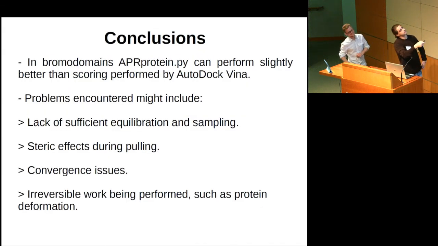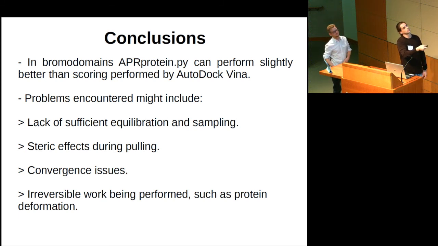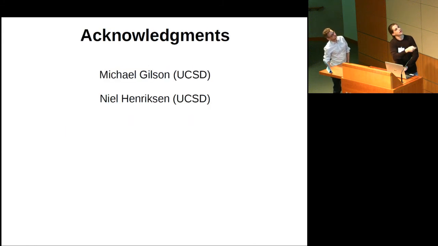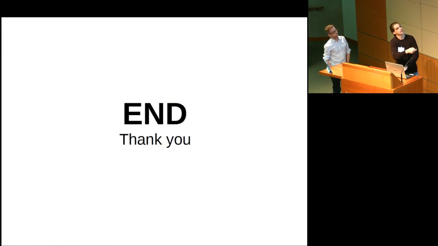Okay. So now it can perform slightly better than AutoDock Vina. Problems encountered might include lack of equilibration and sampling, steric effects, convergence issues, and also reversible work being performed, which you don't want. Right now, I'm just tuning the parameters, adding conformational change to the workflow, adding alchemical calculations, applying relative restraints, testing non-equilibrium methods, and so on. So basically, just keep adding stuff, all automated, so we can do all of this without any manual interference. I would like to thank Mike Houston and Neil Herrickson from UCSD, who are supporting me in this work, and thank you very much.